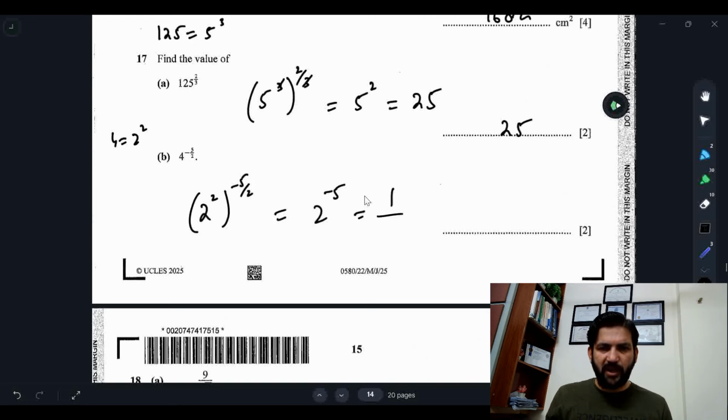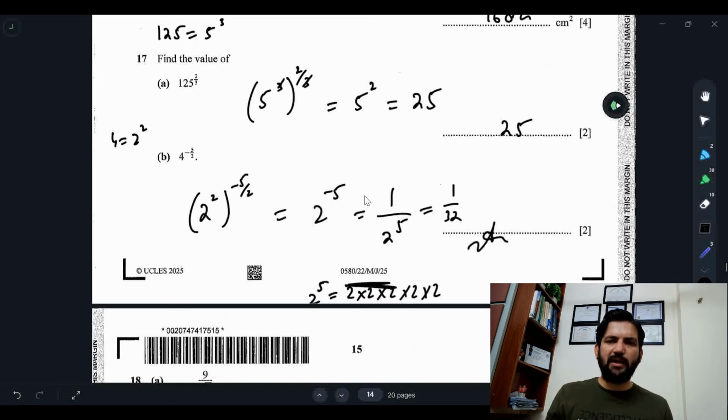If you have any confusion, you can write it like this: 2 into 2 into 2 into 2 into 2. So 2 times 2 is 4, 4 times 2 is 8. The answer for the first 3 twos is 8. The answer for the last 2 twos is 4. So 8 times 4 is 32. So you can directly multiply it like this if you are not clear on how to find out 2 power 5. Let's move to question number 18.